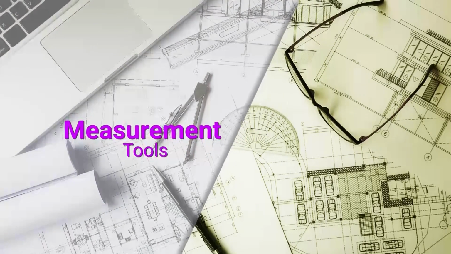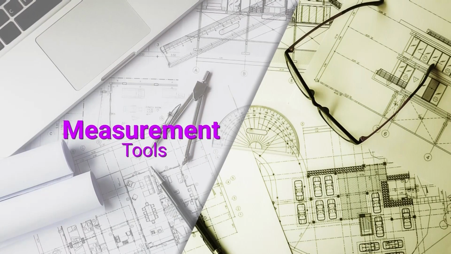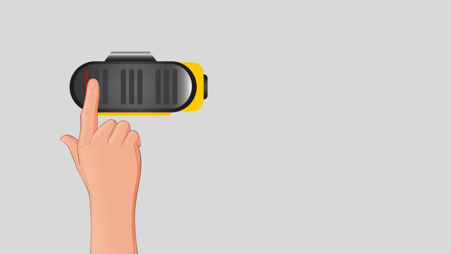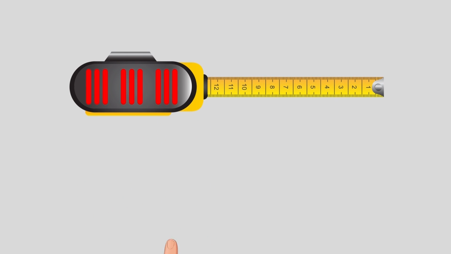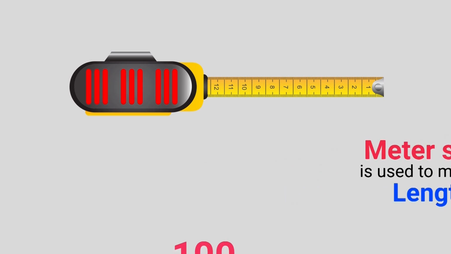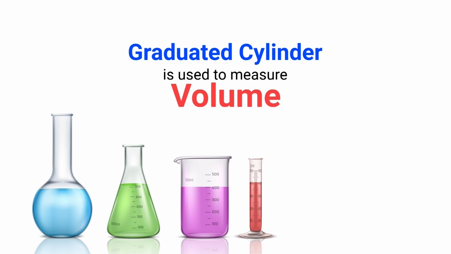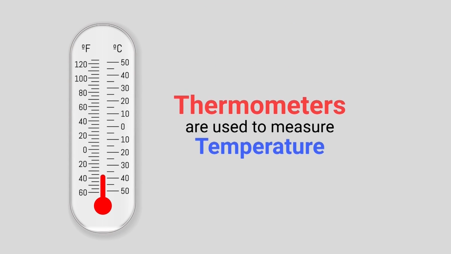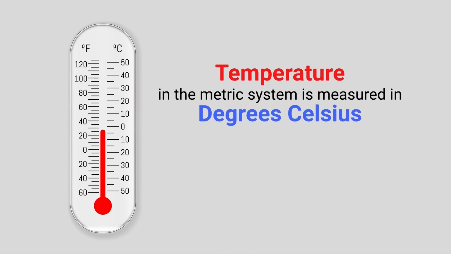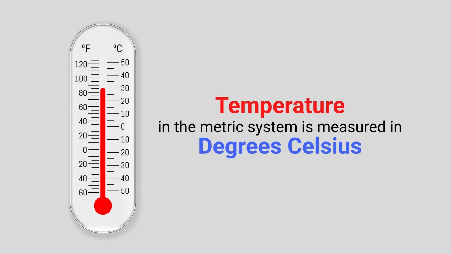Measurement tools. So let us have a look at different types of measurement tools that we use for measurement purposes. A meter stick is used to measure length. There are 100 centimeters in 1 meter and 10 millimeters in 1 centimeter. A graduated cylinder is used to measure volume, can go anywhere from 0 to 100 and in any form, must be read at eye level and read at the meniscus line. Thermometers are used to measure temperature. Temperature in the metric system is measured in degrees Celsius.